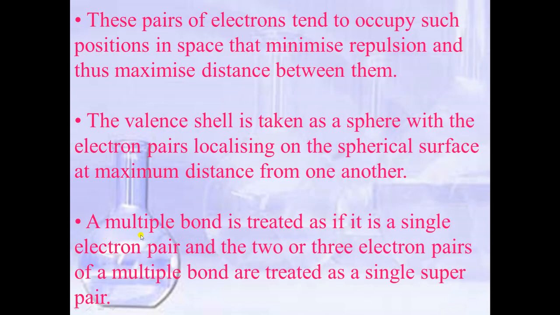The next point is that a multiple bond is treated as if it is a single electron pair, and the 2 or 3 electron pairs of a multiple bond are treated as a single super pair. If there is a multiple bond, a double bond or triple bond, then we will consider it as a single bond.